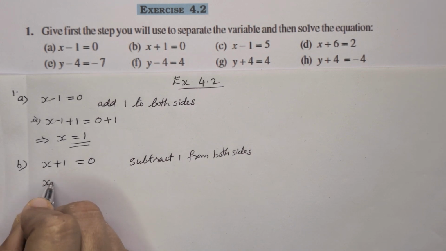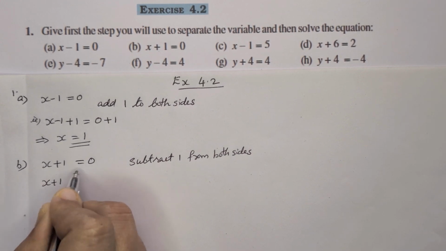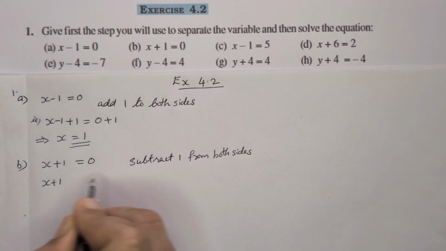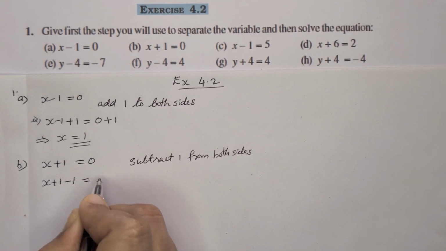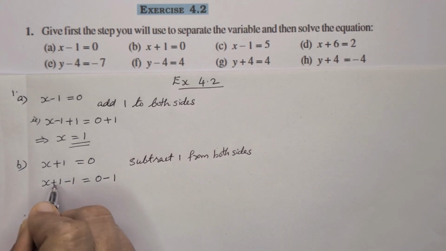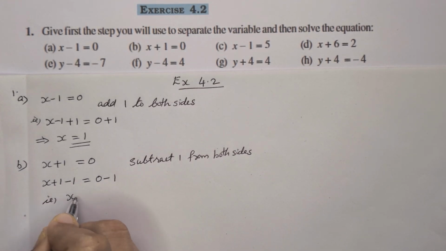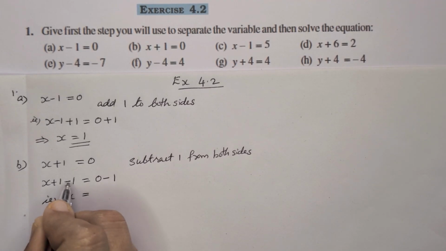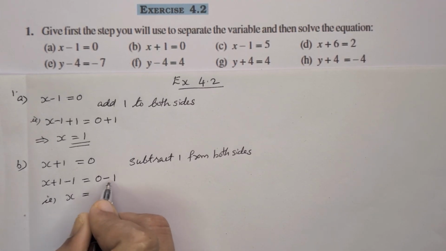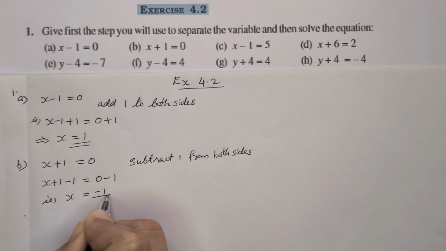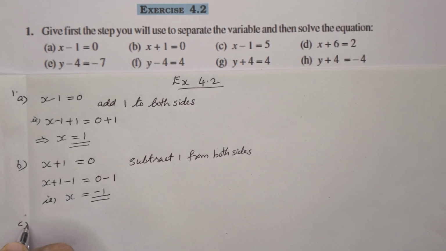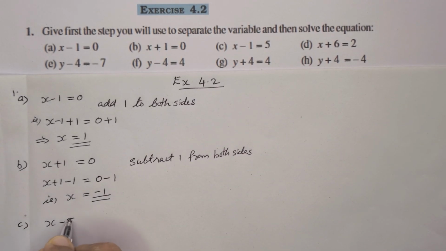Now x plus 1 is here on the left side of the equation. Subtracting 1, minus 1, and on the right side, 0 is already there, minus 1. So 1 and minus 1 will cancel. Then x is equal to, here this will become 0. That means x is equal to 0 minus 1, minus 1. Now the third one, x minus 1 is equal to 5.